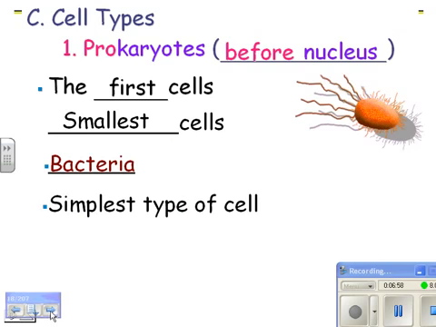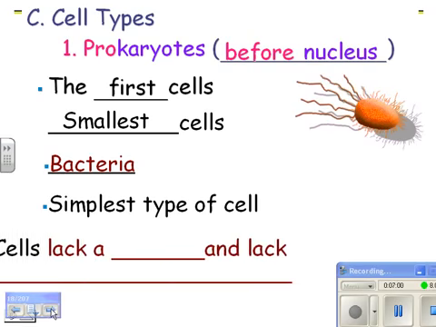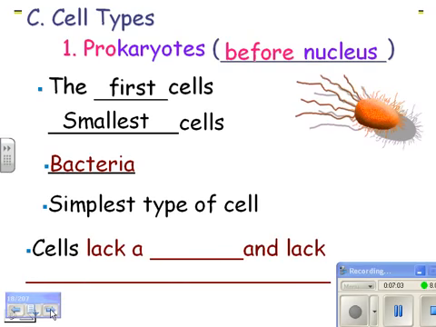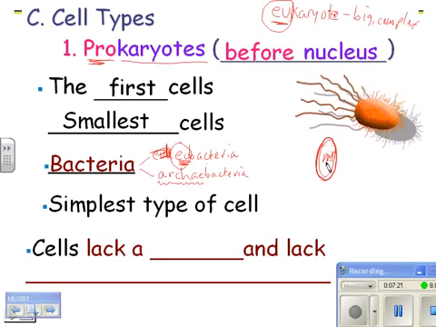So prokaryotes or bacteria are the simplest type of cell. They don't have anything inside of them. So remember, it's a cell. It's got some DNA in here, and it's got some ribosomes, and you've got a cell membrane out here. So you do have a cell membrane on the outside, and you've got a cell wall. They don't have anything else inside. They don't have any internal membranes. So they don't even have a membrane around their DNA.